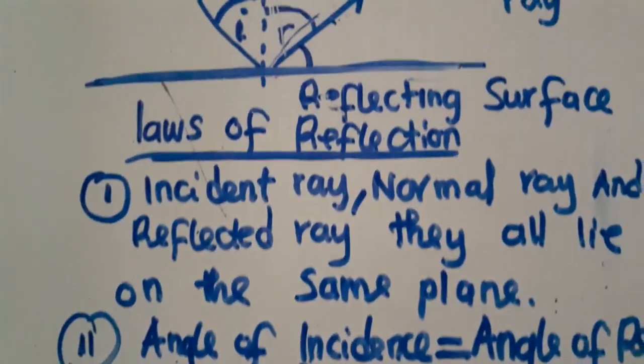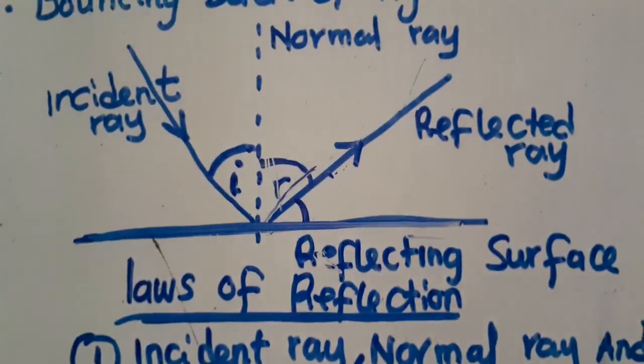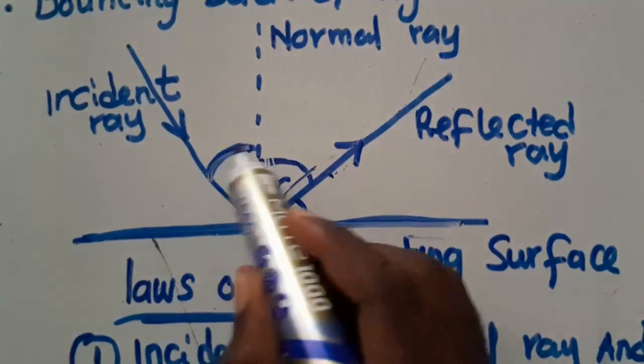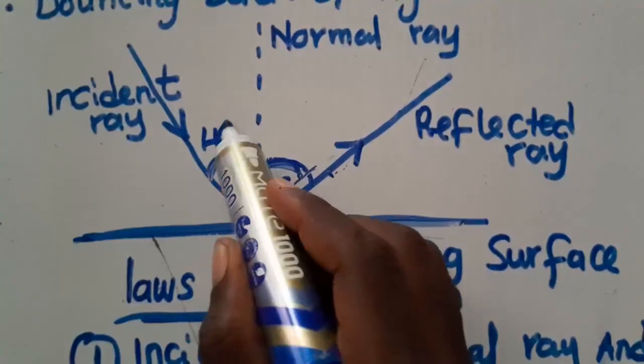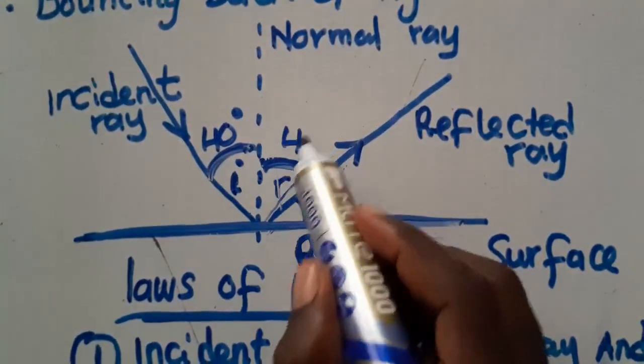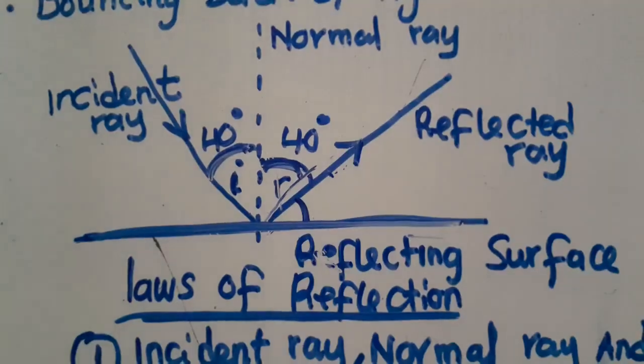This means that the angle which is here is equal to the angle that is there. So if this one is 40 degrees, meaning that one is also 40 degrees. Have you seen? So this is what you need to know and understand. Make sure you understand this part clearly.